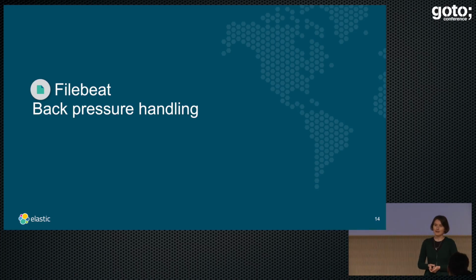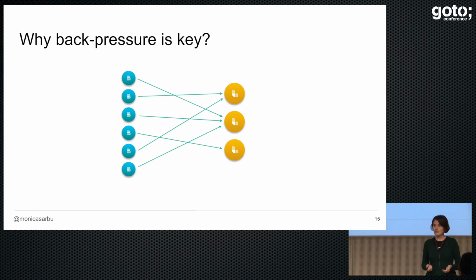Back pressure handling, I think, is the most important feature that Filebeat has, and I would like to take some time to explain why. So in a common deployment, you will have a bunch of beats and only a few Logstashes. In this case, there are 3 Logstashes. And on each beat, you have to configure all the Logstashes. The beat will randomly choose one Logstash instance, and it will send all the data to that specific Logstash. And if the Logstash instance dies, then it chooses randomly another one, and it sends the data to that one.